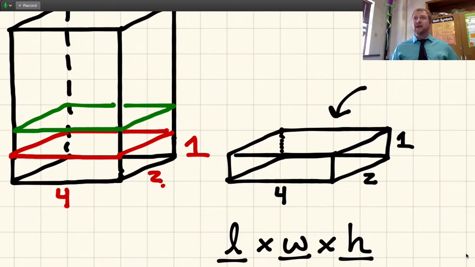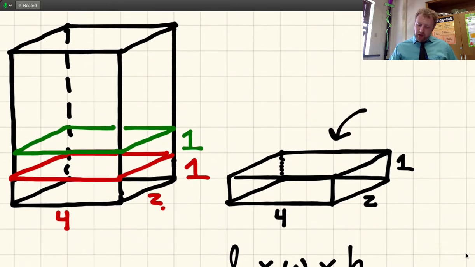Okay, I added another layer. What can you tell me about the bottom layer and the next layer? They're both the same. They're the same dimensions. They're both 4 long, 2 wide, and 1 high. So what could you tell me about the second box? What would be its volume? It would also be 8.